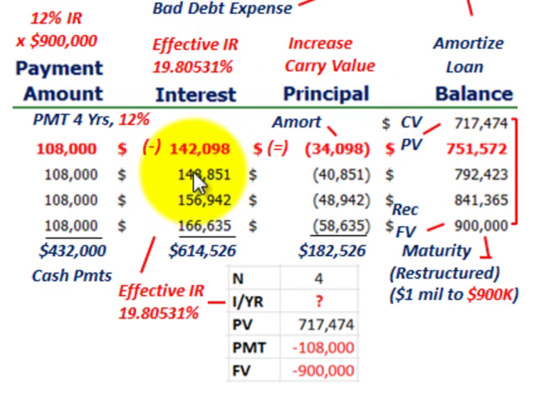And just proceed on down, taking your new balance times that effective interest rate, which gives your interest for the period. Compare that to your cash payment, and the difference gives you the amount of amortization for that period. And just carry it on through until you get down to your amortized amount of $900,000. So looking at our total cash payments, we had $432,000 in cash payments, and then effectively we would have received $614,526, and then our total amortization was $182,526. That's simply the difference between our beginning balance and our maturity value.